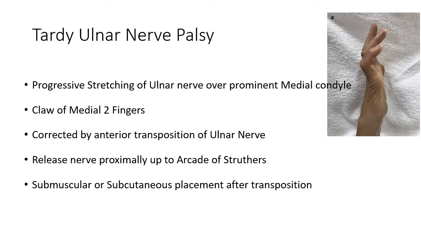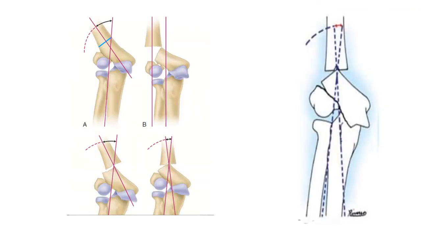Tardy ulnar nerve palsy occurs because of stretching of the ulnar nerve over the more prominent medial epicondyle. You will get clawing of the medial two fingers, and this is corrected by anterior transposition of the ulnar nerve either in the submuscular or subcutaneous plane. Now you have to remember to mention that you will release the ulnar nerve proximally up to the arcade of Struthers before doing the anterior transposition.